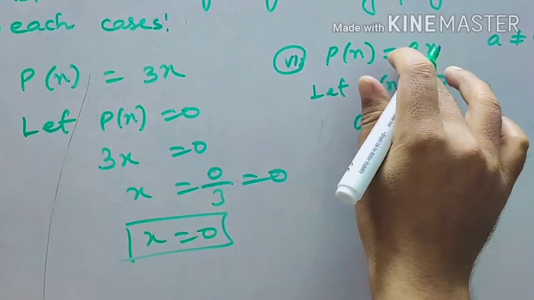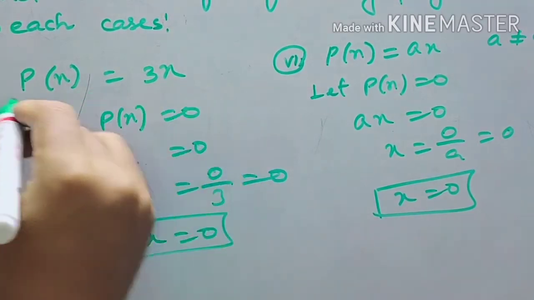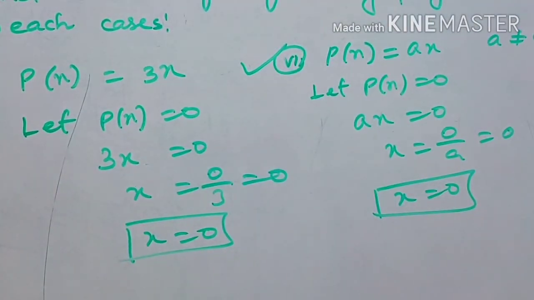So what you must know here now, children, by seeing this sum and this sum, what you can learn: in a linear polynomial, if there is no constant term, then the 0 of that polynomial will be 0 itself. This is the concept we are learning here now. And the last one you can do, children. So that's all for exercise number 2.2, question number 4.